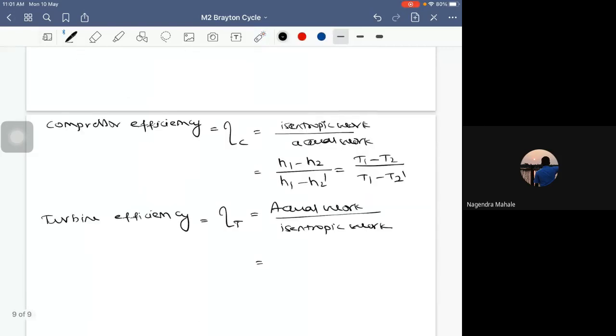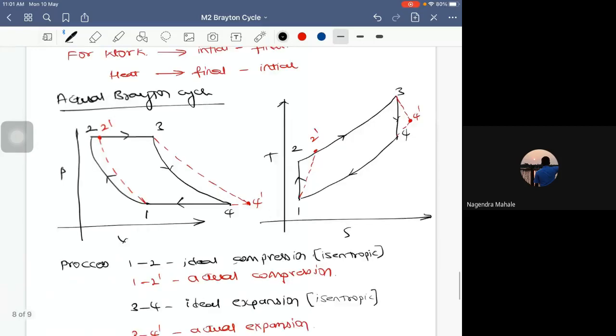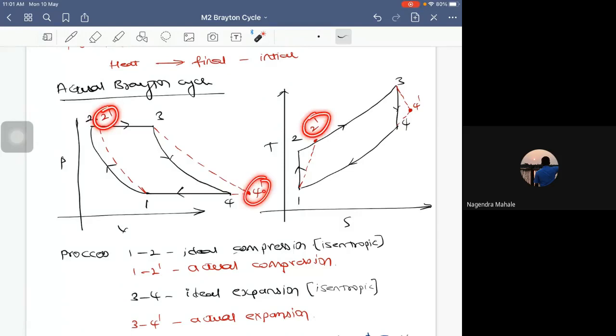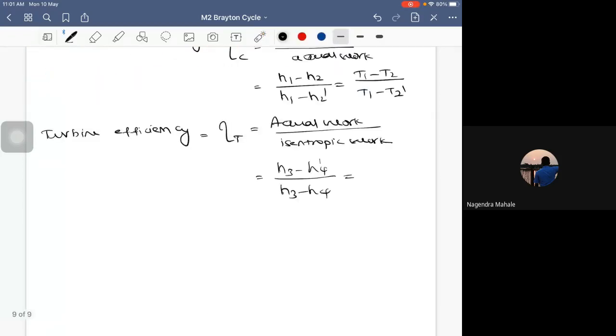So I would write, actual work is H3 minus H4 dash divided by H3 minus H4, which is the isentropic one. Remember, whenever there is a dash, it indicates it is a deviated path. Deviated path in the sense it is not ideal, it is an actual thing which is happening. In terms of temperature, I would write it as T3 minus T4 dash divided by T3 minus T4. These expressions are very important for problem solving.